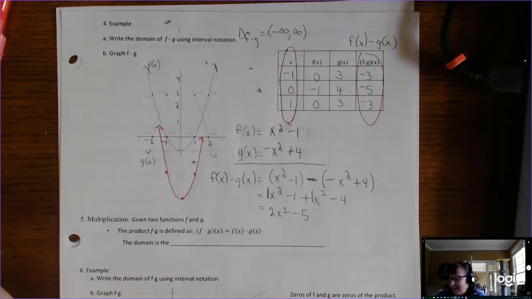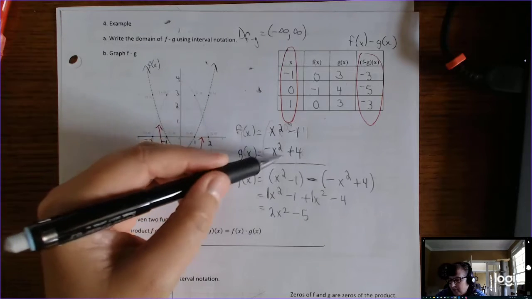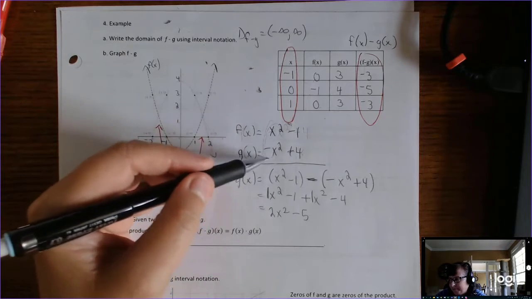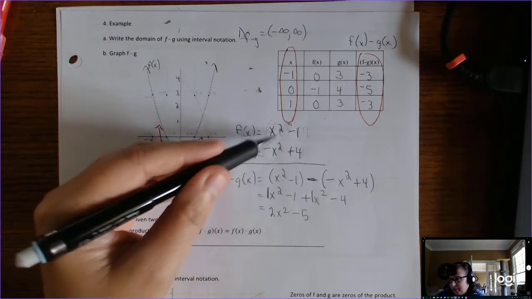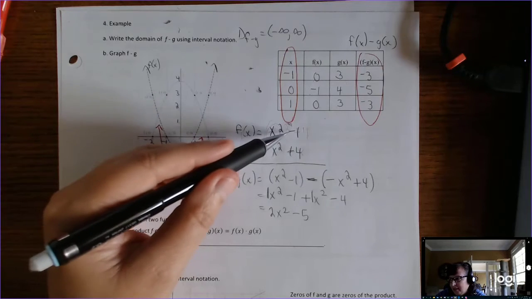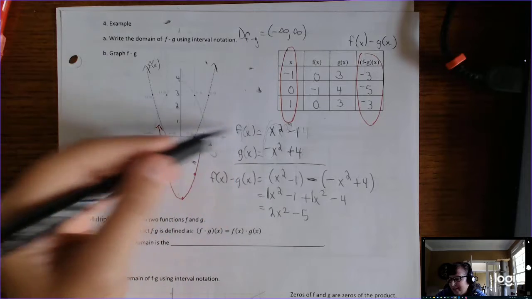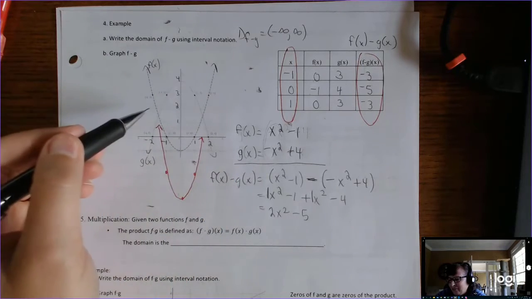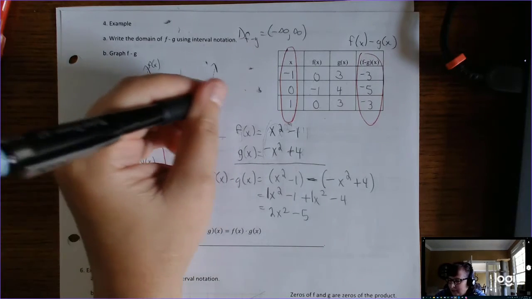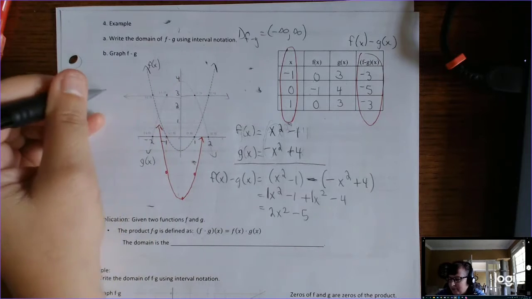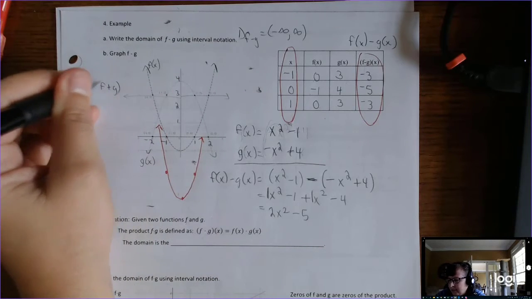Now if I were to add these two, I may not get a parabola. Just look, I'm not going to do it. What happens to this? X squared plus a negative x squared goes to 0. -1 plus 4 is 3. So actually if I were to add these two, I would get just a horizontal line right through y equals 3. So that's interesting.